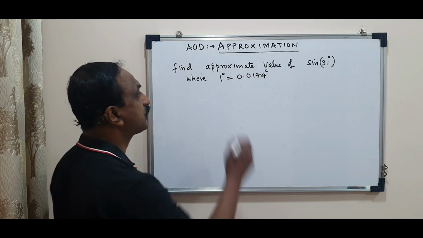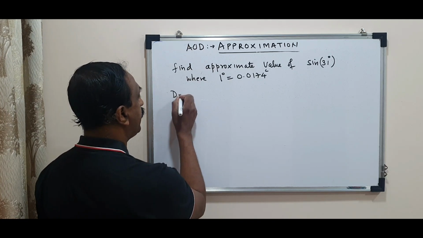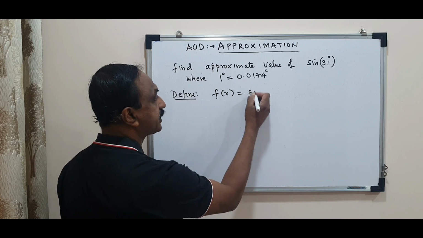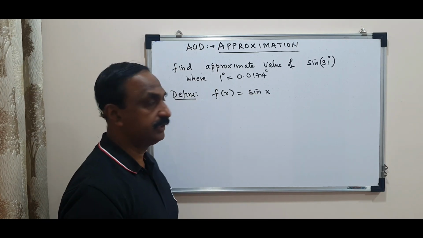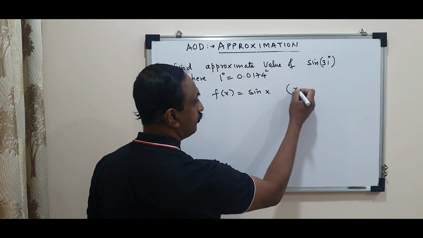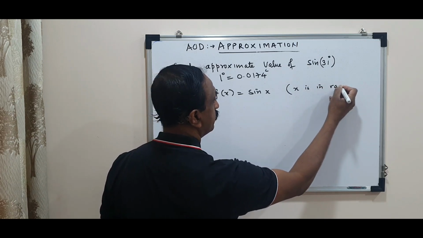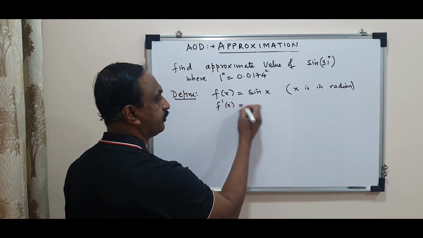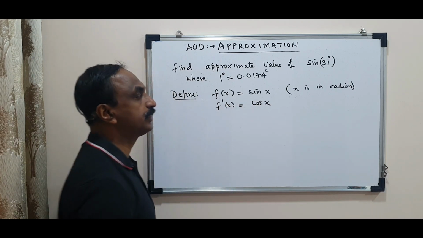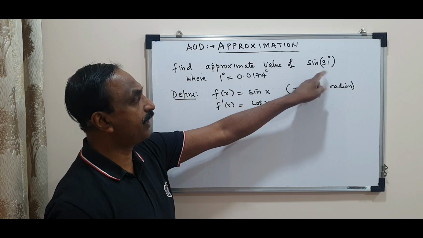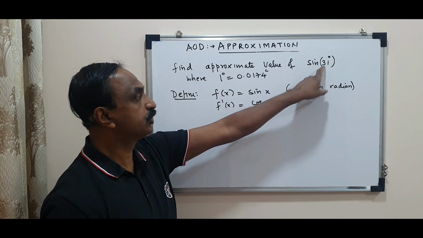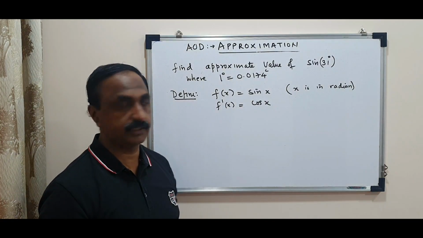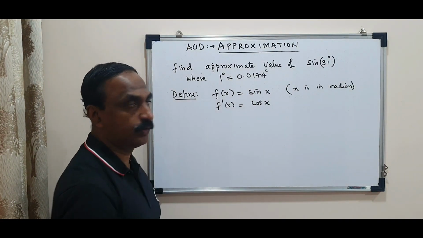So the first and foremost thing is to define the function. The function f of x is sine x, but remember x is in radians. Then only I can apply the derivative of sine x as cos x. So the first and foremost thing you must remember, defining the function is replacing a number by x. So 31 degrees is replaced by x, but it's not 31 degrees, it is x radians. Then only the derivative of sine x becomes cos x.